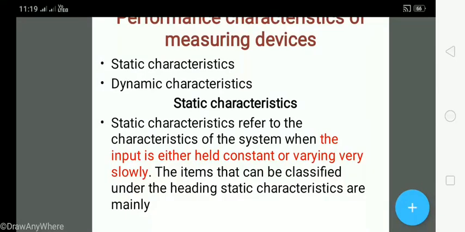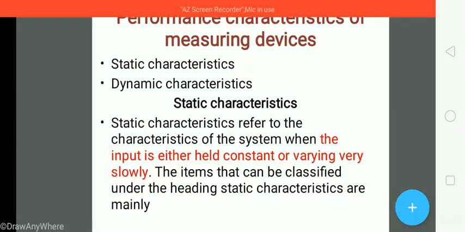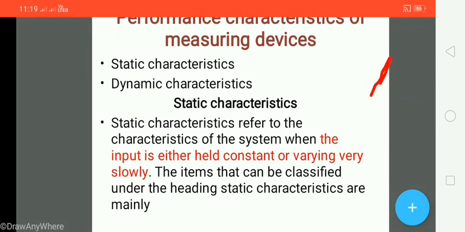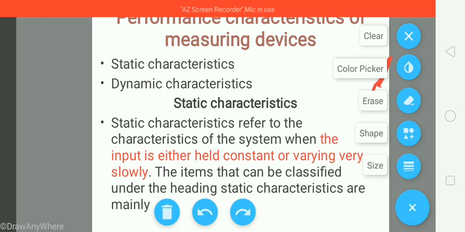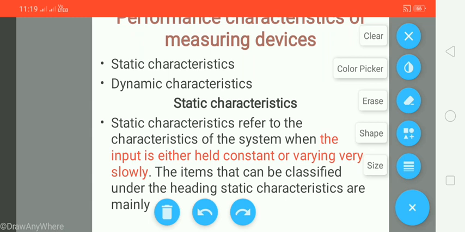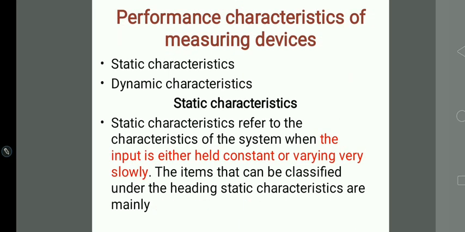So now let us discuss the performance characteristics of measuring devices. Each and every measurement device has mainly two types of performance characteristics. The first one is static characteristics and the other one is dynamic characteristics. So what is static characteristics?